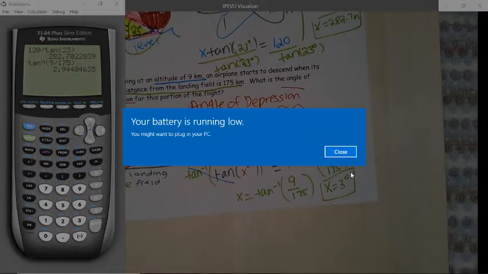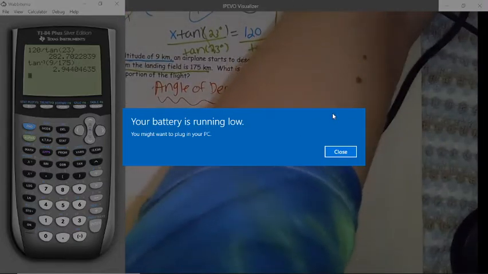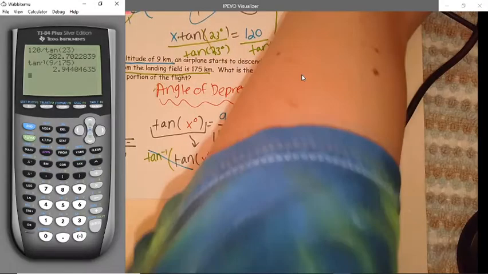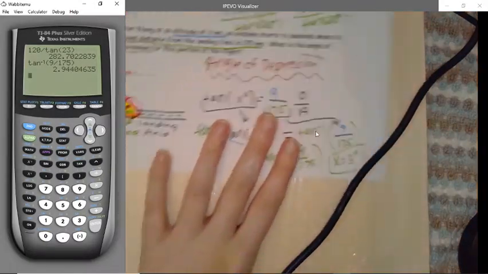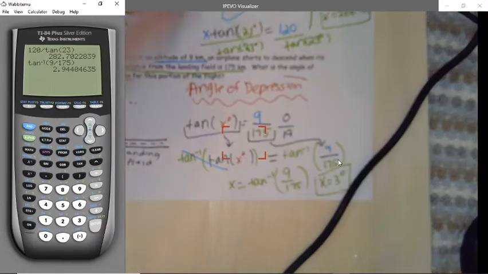So, sorry guys. Let me plug in my computer before it dies on me. Sorry. Okay. But anyway, so it's going to gradually descend until it hits the 3 degrees.